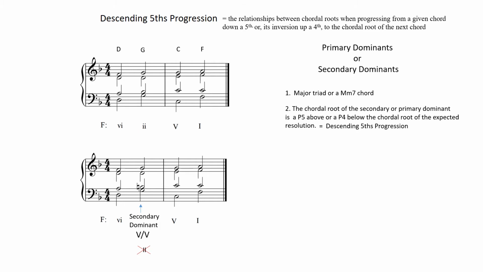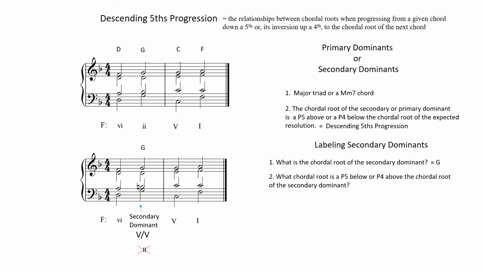While prior videos on secondary dominants focused specifically on how to analyze them with the proper Roman numerals in detail, we will take a moment to review right now. First, determine the root of the secondary dominant, which in this case is G. Then determine the root which lies a perfect fifth below or perfect fourth above the root of the secondary dominant. The answer would be C. C is the root of what chord in the given key? The answer is 5. Therefore, the given chromatic G chord would be properly labeled 5 of 5.